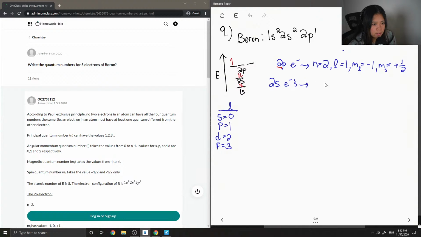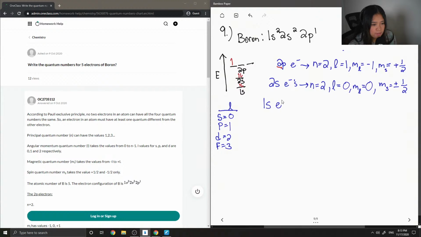2s electrons. Our n is still equal to 2 since we're looking at 2s. This time our l, if you go back to this table here, will be equal to 0 since it's 2s. And since our l is 0, our ml can only be 0 as well. And our spin, I'll just show that it can be both plus and minus half, since you see 2 electrons spinning in the opposite directions.